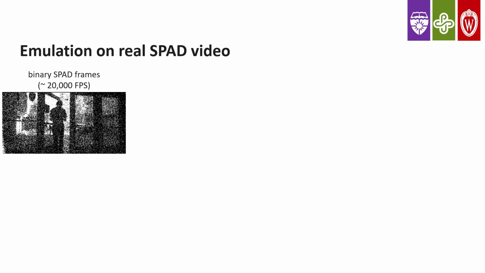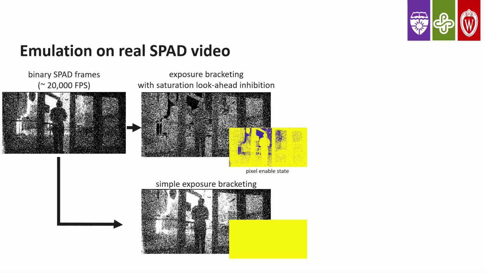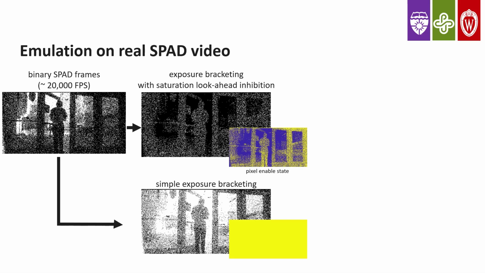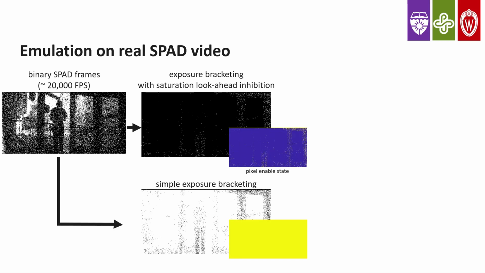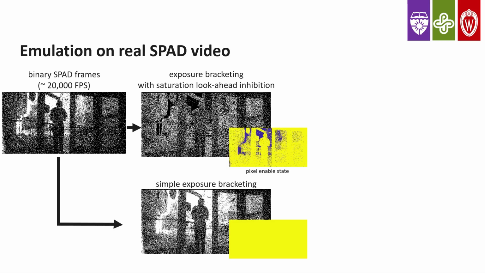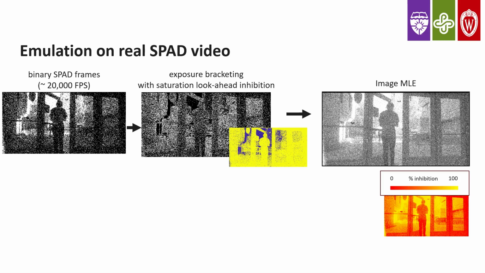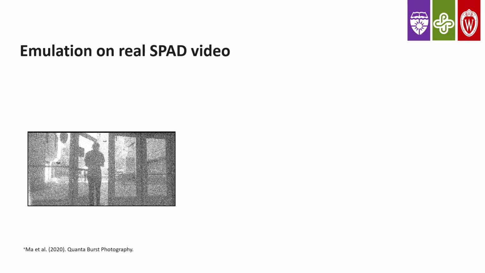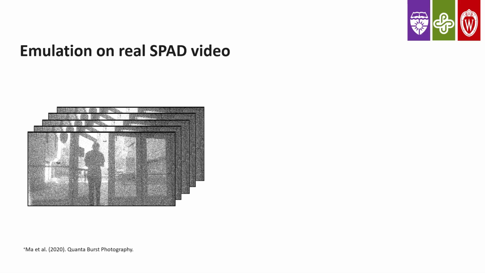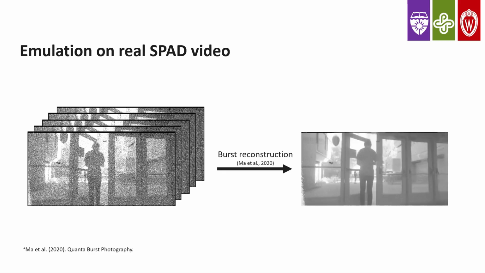This binary image sequence is captured by a SPAD sensor array. Compared to standard exposure bracketing, look-ahead inhibition disables a large fraction of the pixels in the longer exposures because they cross the saturation threshold. In our experiments, it prevents over 90% of photon detections in bright scenes. Image quality is improved with multiple captures and burst reconstruction techniques.